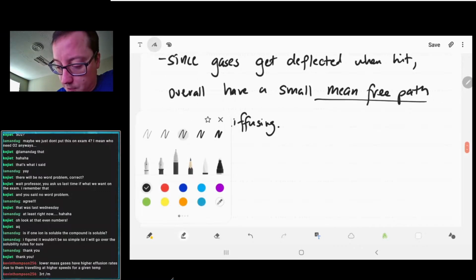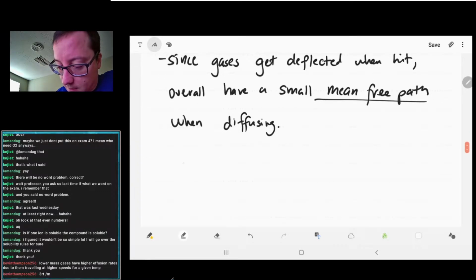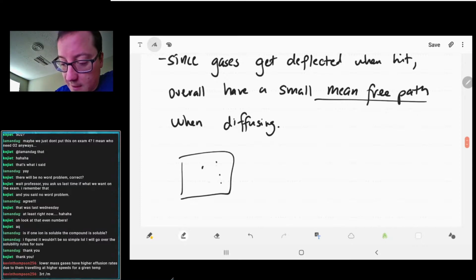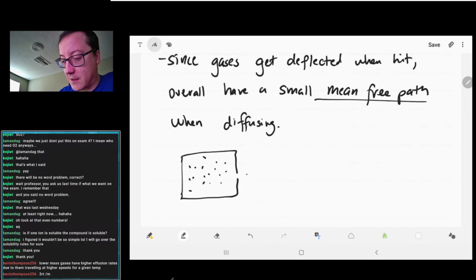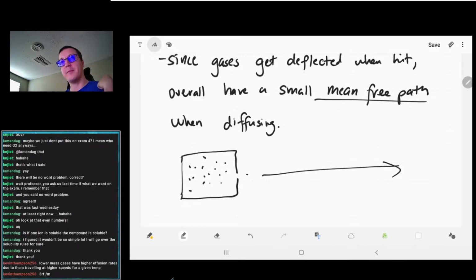So effusion might be something like this. We have our box with all these lovely gas particles inside. We open a small hole. We don't destroy most of the box. There's a small hole. Now this gas molecule can just go crazy and go all over the place. No problem.